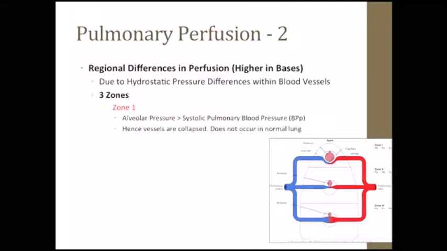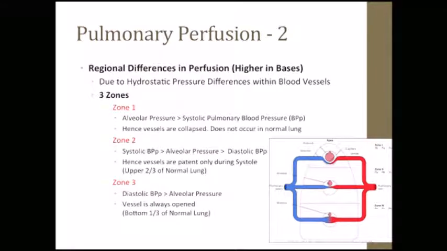So there's three zones, zone 1, zone 2, and zone 3. Note that these are defined not anatomically, but by function. So this is zone 1. Basically, alveolar pressure is always higher than any pressure that your arteries can produce, and therefore the vessels are always collapsed, and there is no perfusion in this zone. This does not usually occur in a normal lung.